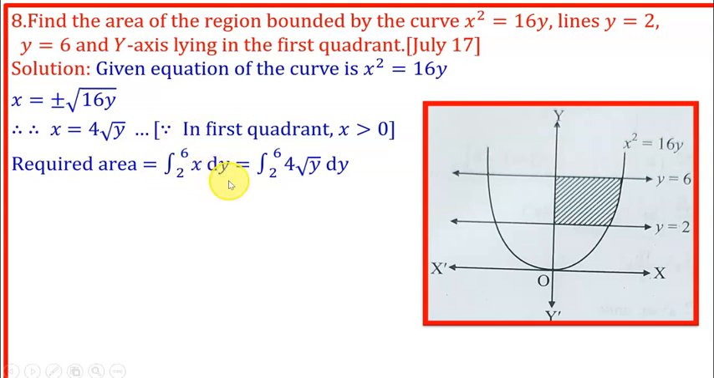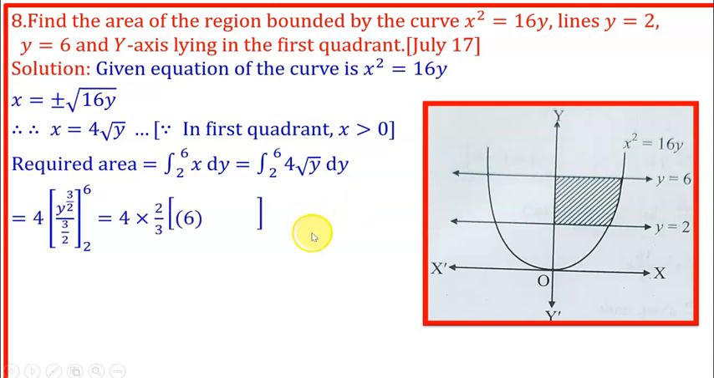Here we have integrating with respect to y. Okay, therefore, what is the x here? x is equal to 4 root y. Substitute here. Note this, integration is with respect to y and not x.